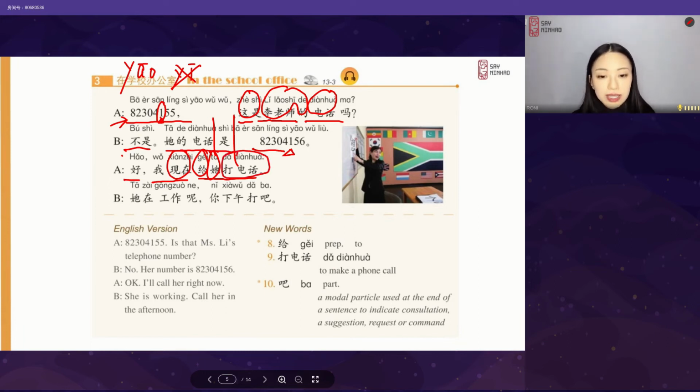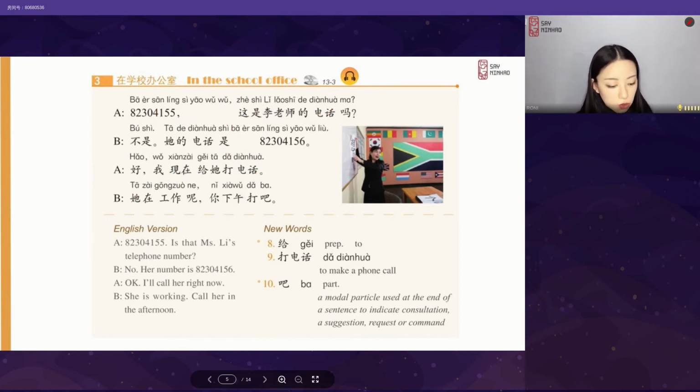And B said, 他在工作呢 This 在 actually indicates the action 工作 is happening, right? Happening. And 你下午打吧 You call him in the afternoon 下午 in the afternoon. Okay, 下午打吧 We put a time word before the verb 打 call. Okay, this is our text. Now try to read it from the start. Read after me, please.